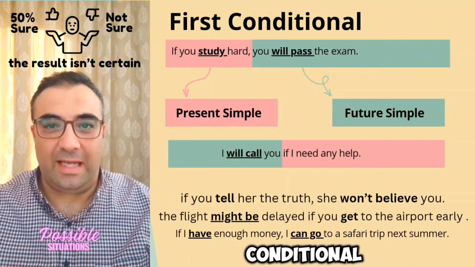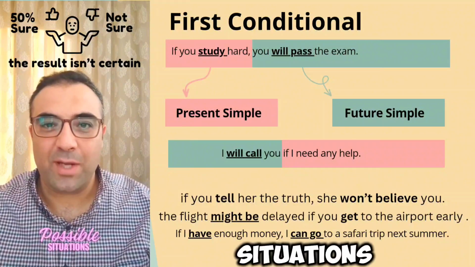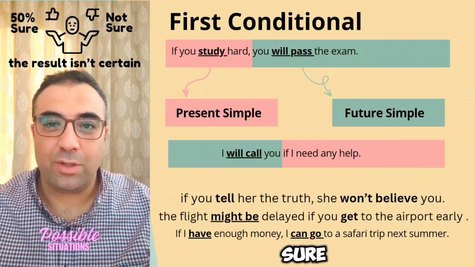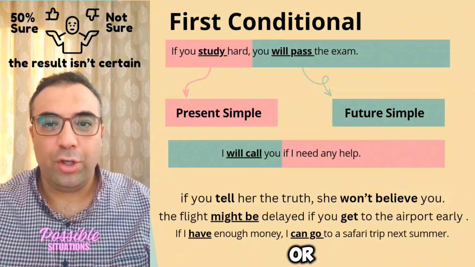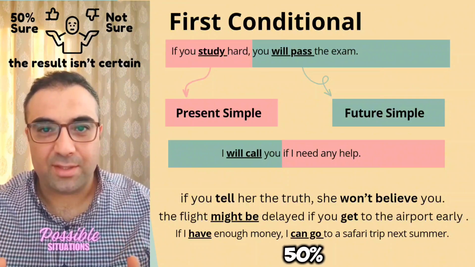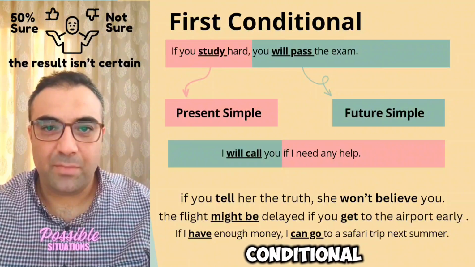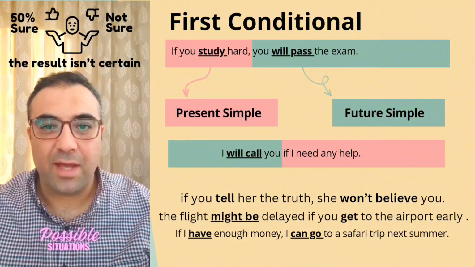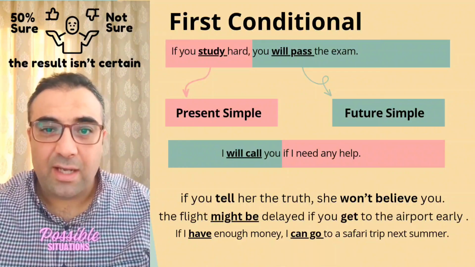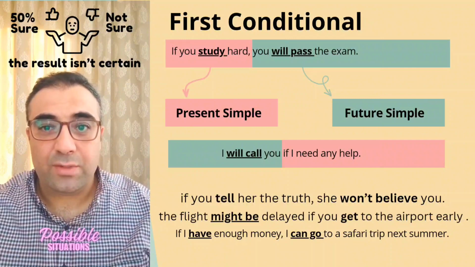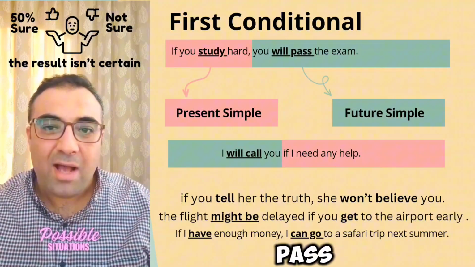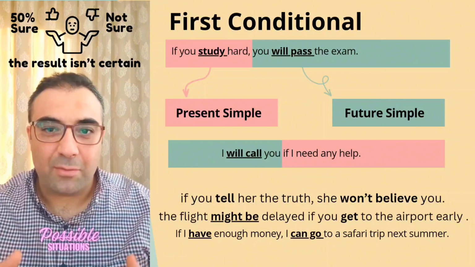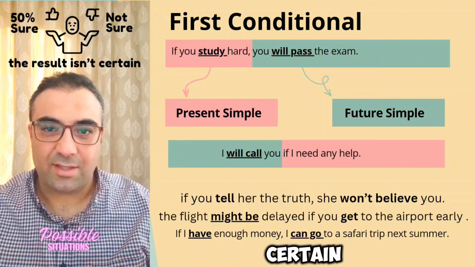Now let's talk about the first conditional. The first conditional is used to talk about possible situations in the present or future. I mean, when you aren't sure about the results or you are sure 50%, use the first conditional. For example, if you study hard, you will pass the exam. The result here isn't certain. You study hard, but you may pass the exam or may not. So, the result isn't certain.